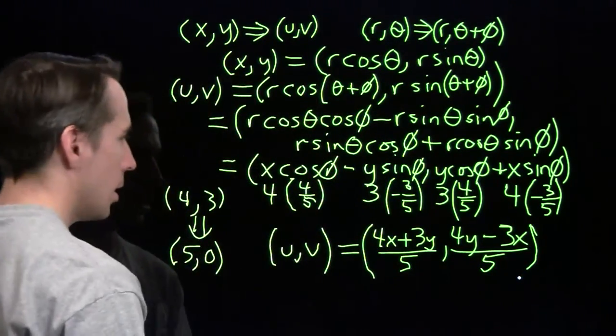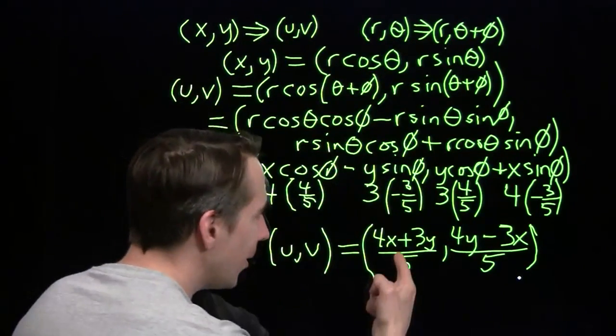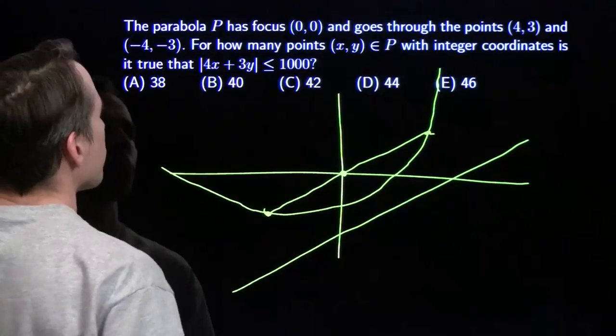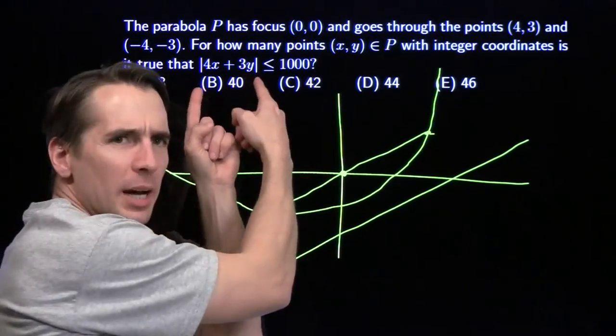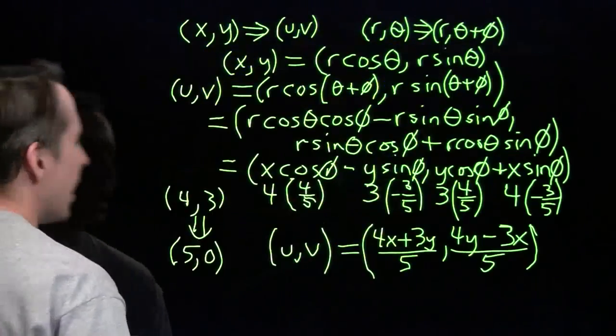All right. We're getting somewhere now. You know how I know we're getting somewhere? Look at that: 4x plus 3y. There's that wacky condition. This is a terrible condition. I don't know how to think about this. But this 4x plus 3y magnitude has to be less than or equal to 1,000. I look at this.